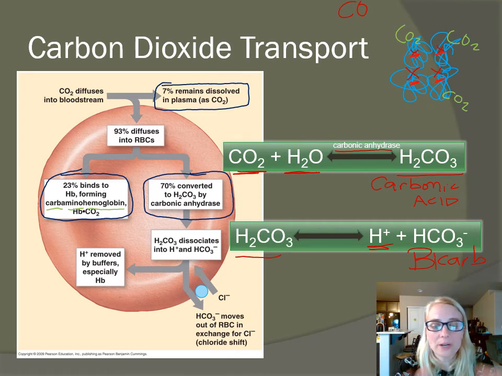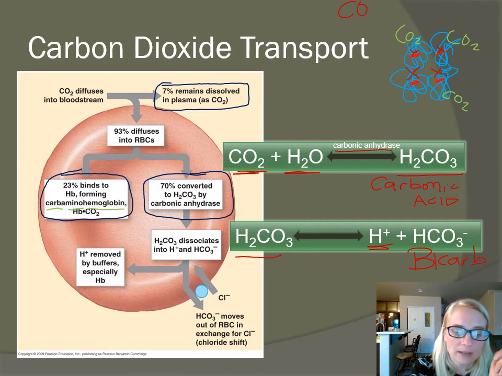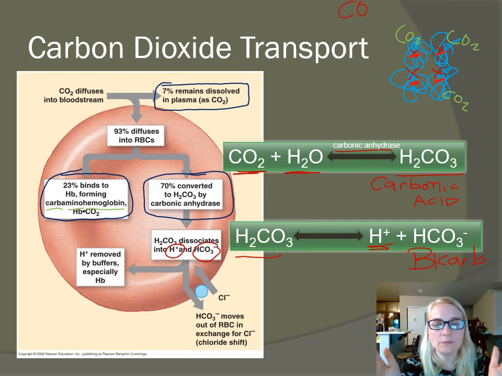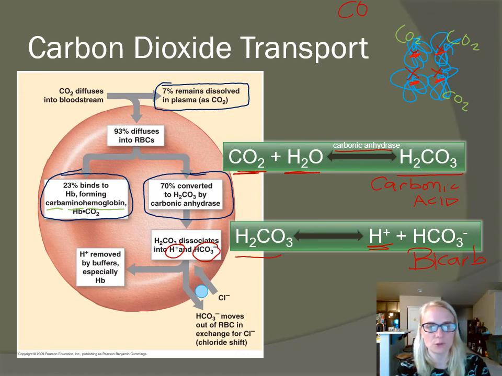All right, so now we're inside the red blood cell. We've created a bicarb, and we've created a hydrogen. Now, we don't necessarily want to keep these things inside the red blood cell. First of all, if you increase the concentration of hydrogen ions, you do what to the pH? You decrease the pH, it becomes acidic. So you don't want that. You don't want the insides of your red blood cells to be acidic.